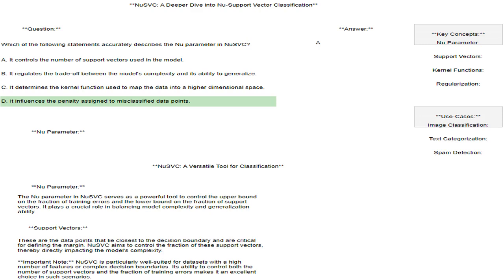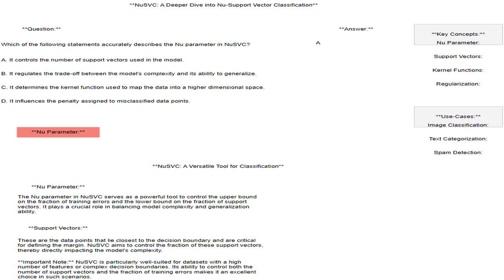False. The choice of kernel function in NuSVC is independent of the nu parameter. The kernel function determines how the data is mapped into a higher dimensional space, while the nu parameter controls the model's complexity and error tolerance. Kernel functions. False. The nu parameter does not directly influence the penalty assigned to misclassified data points.